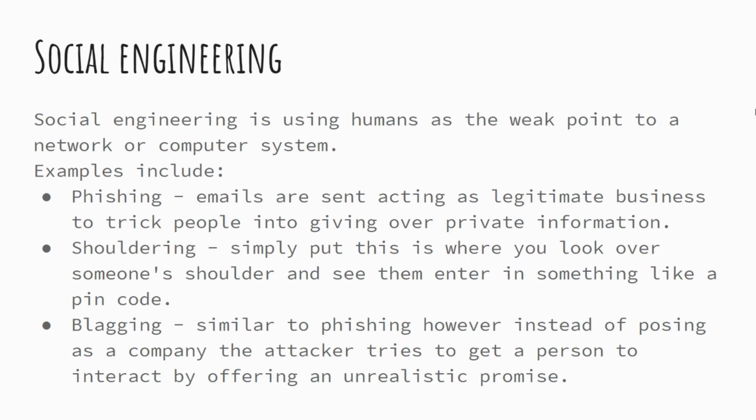And then shouldering. Shouldering is simply that idea of watching someone do something. So it might well be that you're looking over their shoulder as they type in their password or their PIN code to their phone. It could be their PIN code to their bank account, any of those sorts of things. And blagging, which is similar to phishing, is the idea of not necessarily posing as a company, but it might be someone saying, hi, I'm a prince and I've got £300,000 that I need to transfer to the UK. If I use your account, then you can keep £10,000 of it, kind of enticing someone.